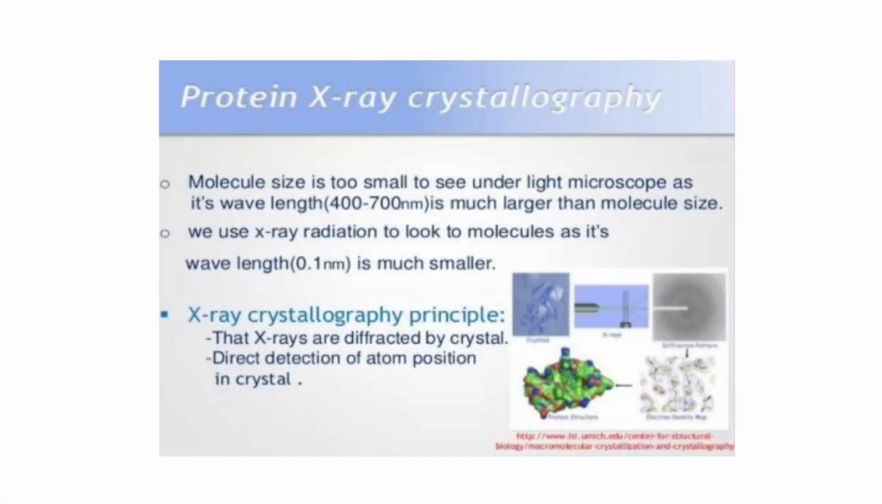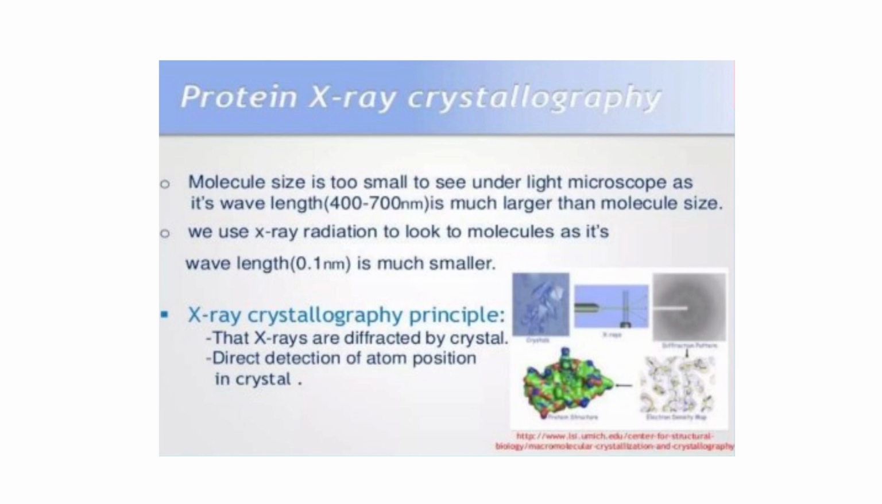The size of the molecule is too small to see under a normal light microscope. So, what do we have to do? The molecule would have to be much larger in size. So, we have to go through X-ray radiation to look at the molecular level, as its wavelength is much shorter.